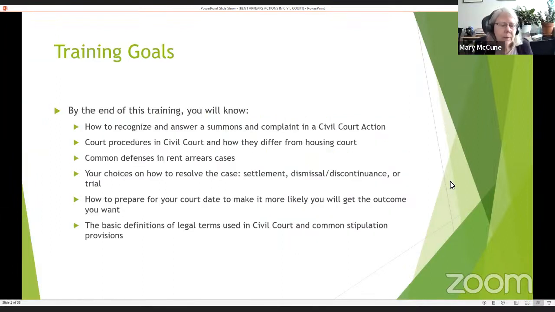Okay, here we go. So these are the goals of the training, just to give you a sense of what we're going to cover. By the end of the training, you should know how to recognize and answer a summons and complaint in a civil court action, court procedures in civil court and how they differ from housing court, common defenses in rent arrears cases in civil court, your choices on how to resolve the case: settlement, dismissal, or discontinuance, or trial, how to prepare for your court date to make it more likely you will get the outcome you want, and the basic definitions of legal terms used in civil court and common stipulation provisions.